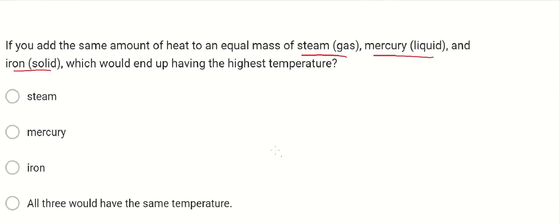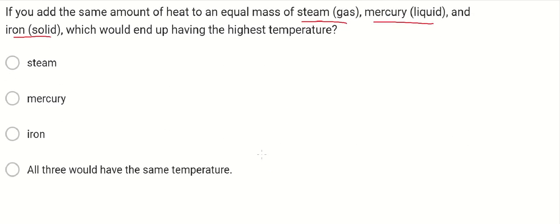So the specific heat is the amount of energy, the amount of heat required to change the temperature of 1 gram of that substance by 1 degree Celsius. So if you add the same amount of heat to all of these things, the highest temperature change is going to be mercury.